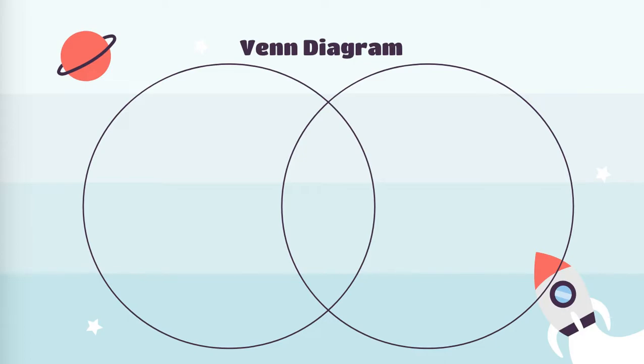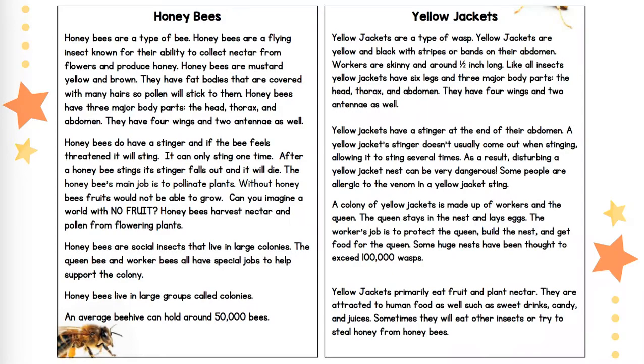Now, we're going to use this Venn diagram to help organize our thoughts. We're going to compare and contrast honeybees with yellow jackets. To do that, we have to find some points in the text. Looking at the text again, what were some things that were similar or different? There are a couple of main points on how the two are alike or different.